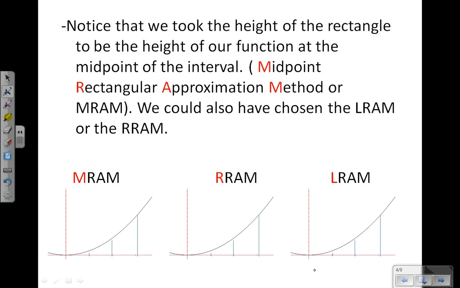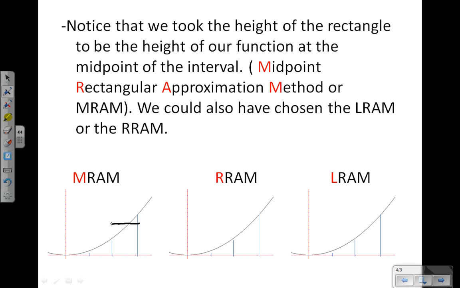Okay, so that time was an example using the midpoint rectangular approximation method, or MRAM. So when I'm looking at my 3 pictures across the bottom, this is MRAM. In the middle here I have RRAM, and then on the far right I'll do left ram or LRAM. So my first picture is basically the one that we just had in the previous example.